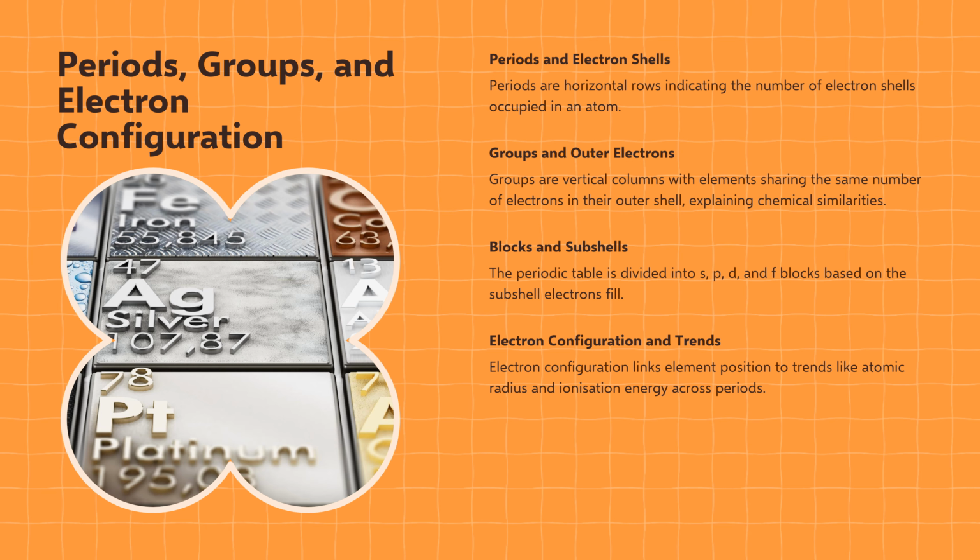Groups are vertical columns, and elements within the same group have the same number of electrons in their outer shell, which explains their similar chemical properties. For instance, all group 1 elements have 1 outer electron and form +1 ions. The periodic table is also divided into blocks: the s block, p block, d block, and f block, which reflect the subshell being filled with electrons.